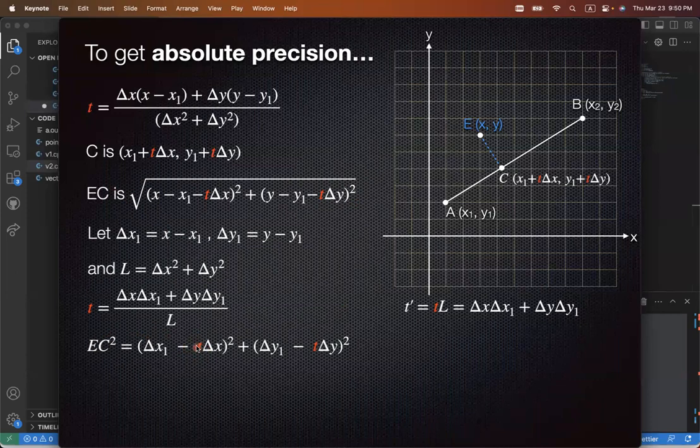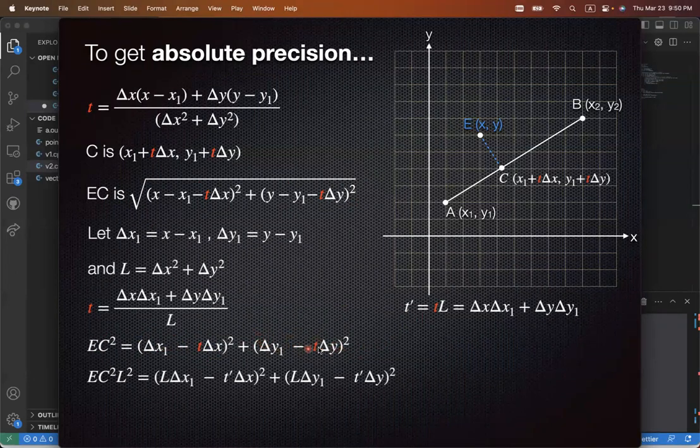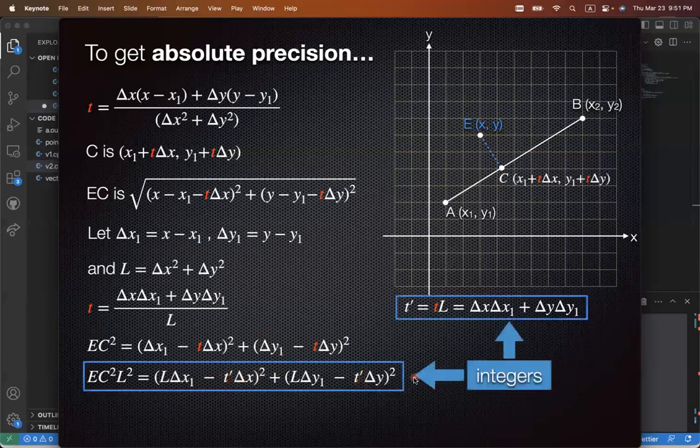But here you still have t, right? t is a floating point number. We want to turn t into t prime, which we know is an integer. And the way to do that is to multiply both sides by L square. And because this is a square, you would put the L inside of both the left-hand side and right-hand side of the squares. And this becomes L times delta x1. And because t times L is t prime, this becomes t prime. And this is also t prime. Both are integers, right? So this is an integer expression.